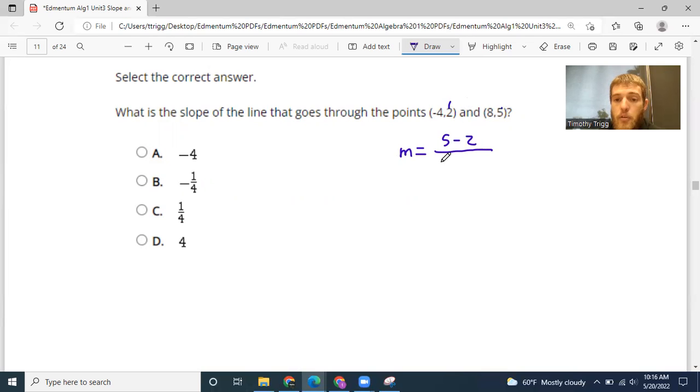Then our denominator, we do the run. So 8 minus negative 4. Go ahead and finish solving that. That should give you your... Yeah, finish solving this, and don't forget to reduce the fraction to find out which of these is correct.